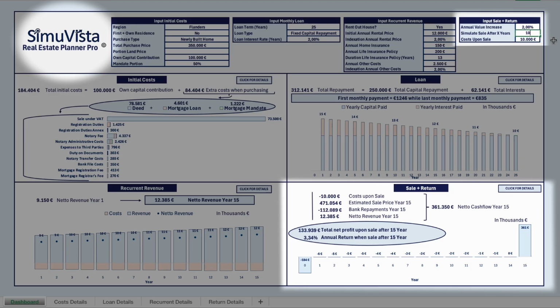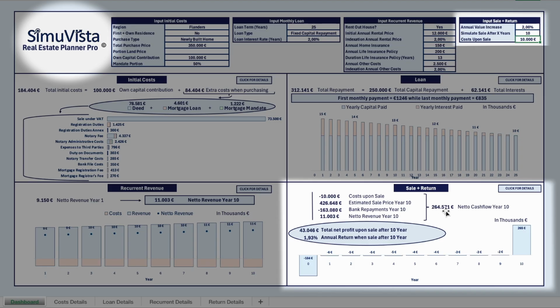But if you would sell after 10 years, then it would be 264,000. And you can see your total net profit, which would be in this case 43,000 when you sell after 10 years. And you will also see the corresponding annualized return, which in this case would be just below 2%.